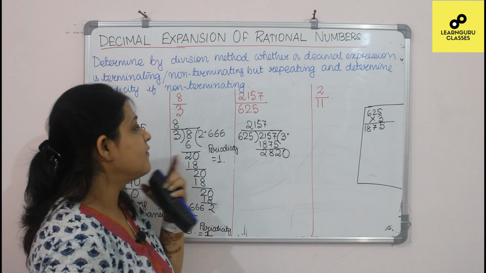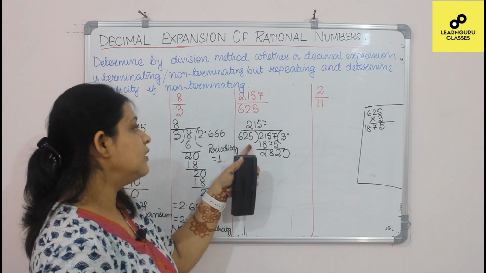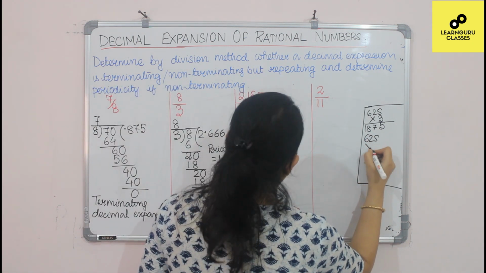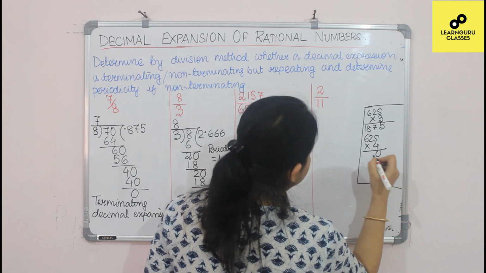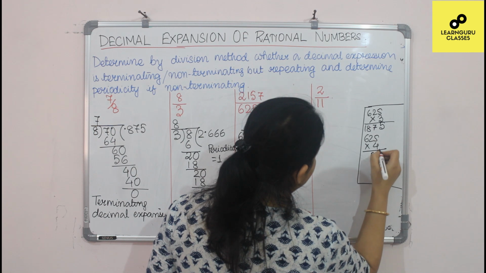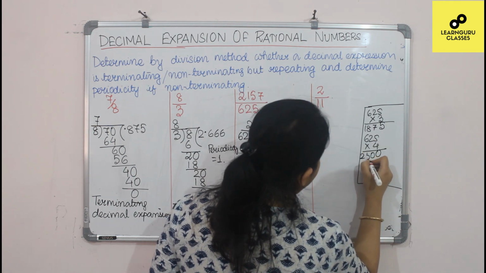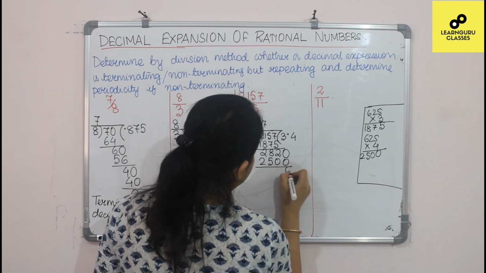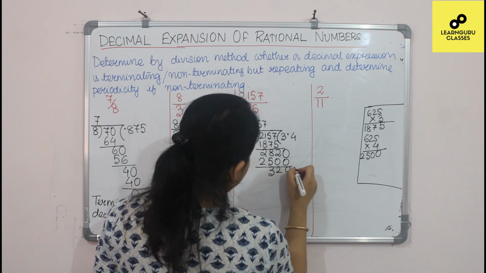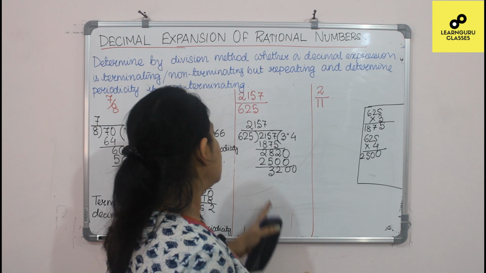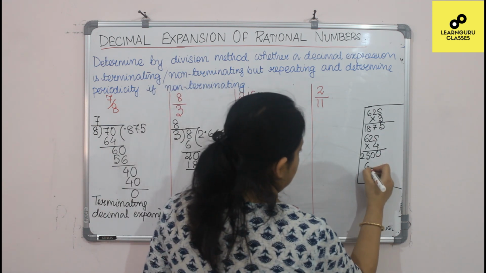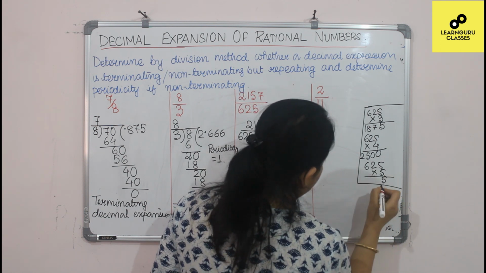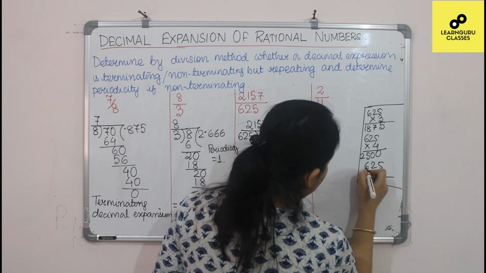So 625 into 5 would be more than 2820, so 625 into 4 gives 2500, and the remainder is 320. Then 625 into 5 is 3125, with 5 5s are 25, 5 2s are 10, and so on.